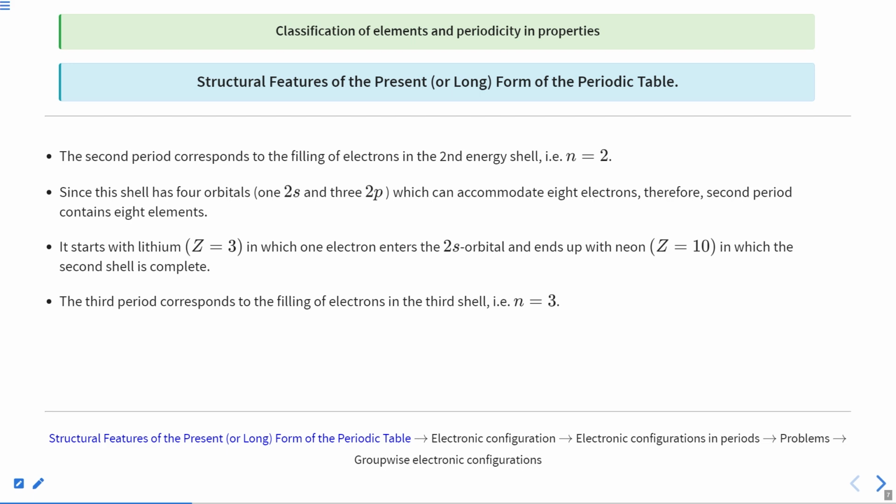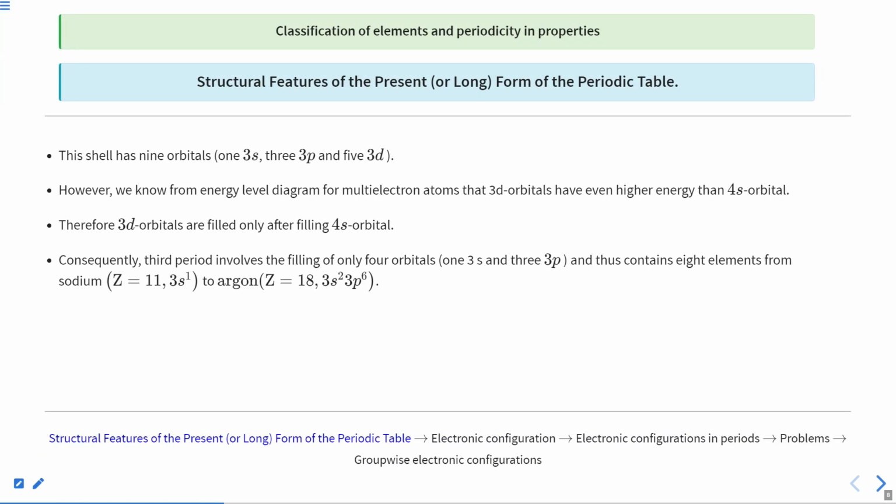The third period corresponds to the filling of the third shell. So the third shell will have how many electrons? The formula is simple, 2n square. So 2 into 3 square, that is 18. So 18 elements should be there. This shell has 9 orbitals, 3s, 3p and 3d: one 3s, three 3p orbitals and five 3d orbitals.